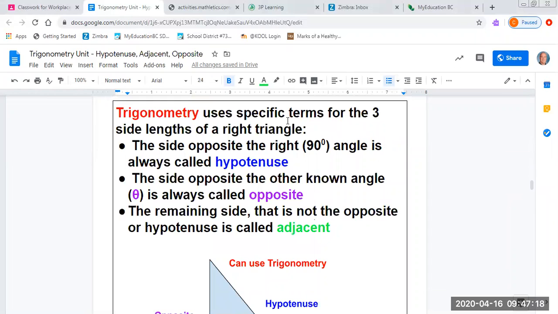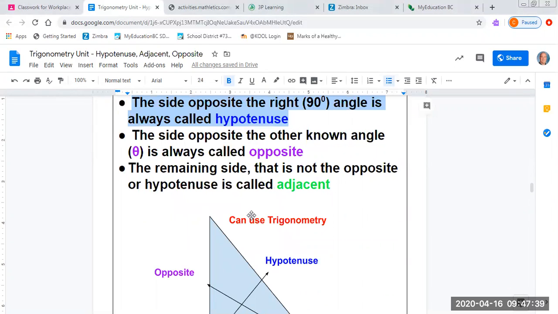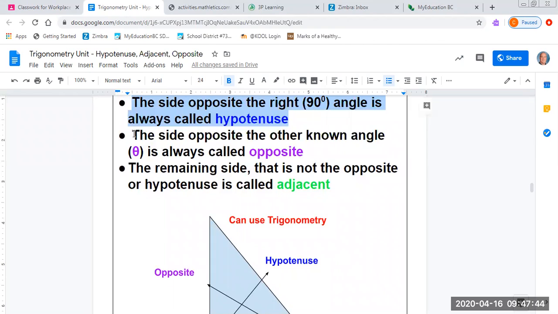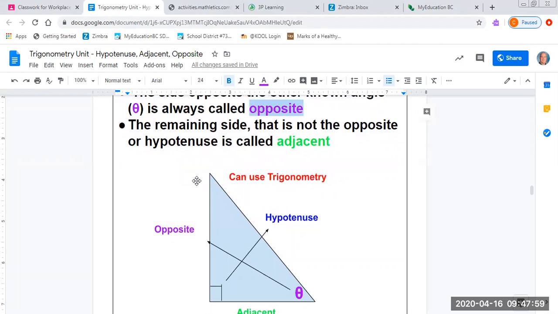So carrying on with this concept here, trigonometry uses specific terms for the three side lengths of a right triangle. When we talked about Pythagoras' theorem, we knew that the side opposite the 90-degree angle is called the hypotenuse. This has not changed. It's still called the hypotenuse with trigonometry. But now, when we talk about the angle that we happen to know, which in this case is theta, the side opposite to that angle is called the opposite. And then whatever the leftover side is that is not opposite the known angle theta is the adjacent.